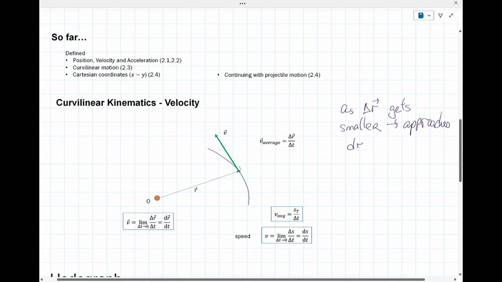As delta r gets smaller and smaller, it's going to start approaching dr. That is, it's going to approach the tangent to the curve. And you'll notice in this expertly drawn diagram that now I have r, and that v is acting tangentially to the path that's described.